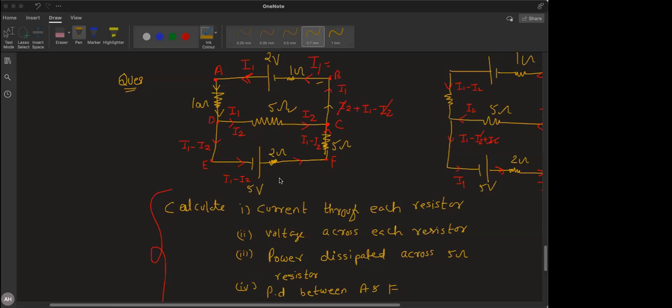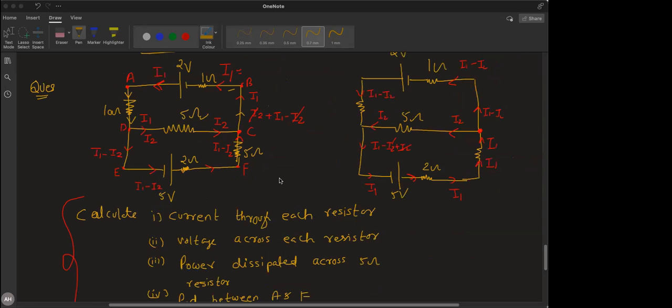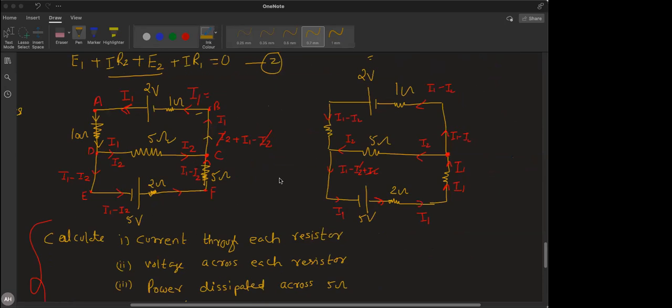Then we started this numerical, but we did not finish it. We'll continue with this numerical.